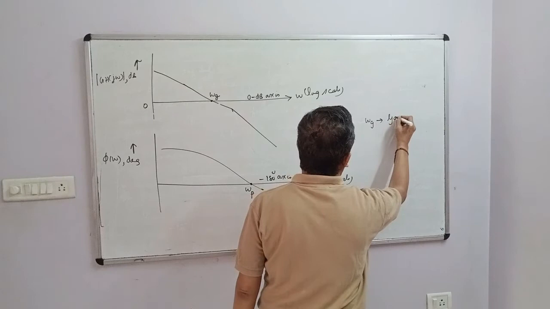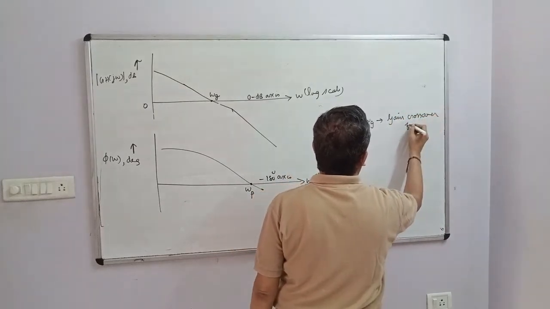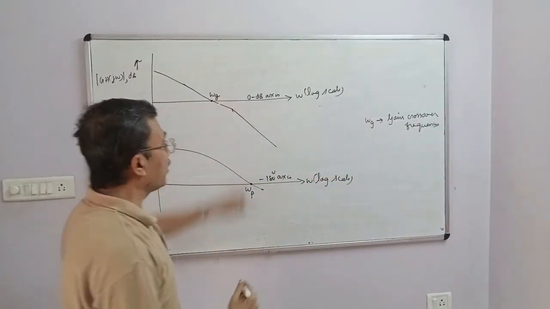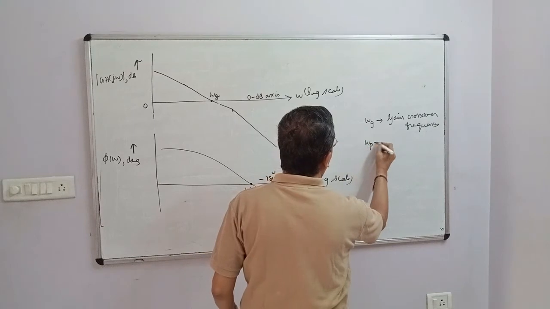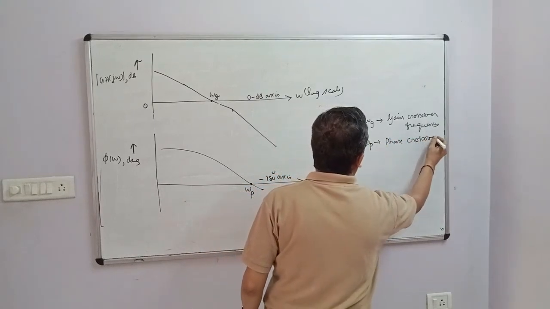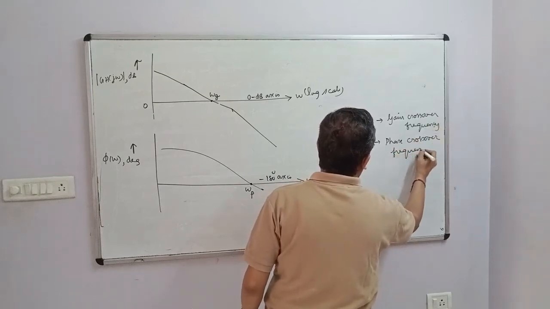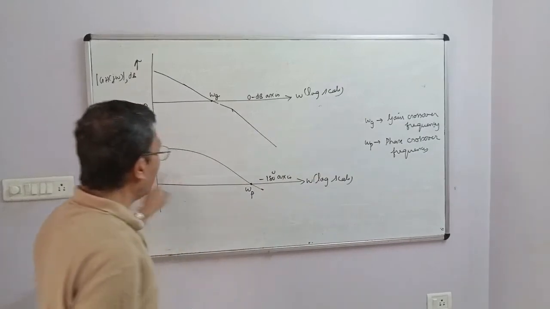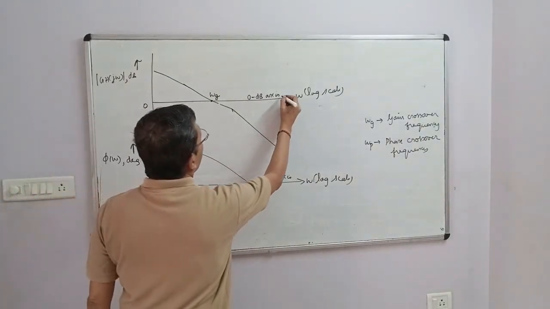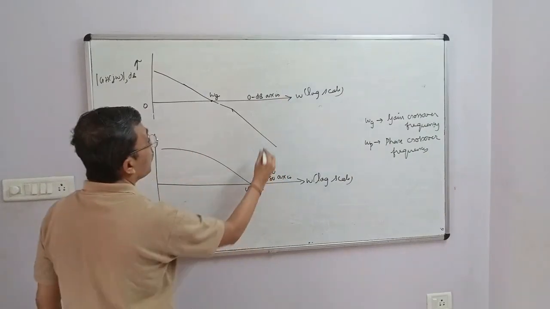Omega g is called gain crossover frequency. It is the frequency where it crosses 0 dB axis. Omega p is called phase crossover frequency. It is the frequency at which phi of omega is minus 180 degrees. Correct? From this axis we measure gain margin. From this axis we measure phase margin.